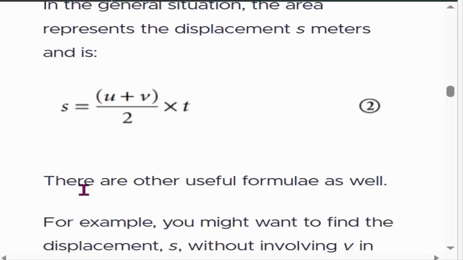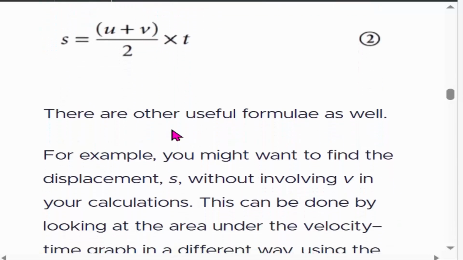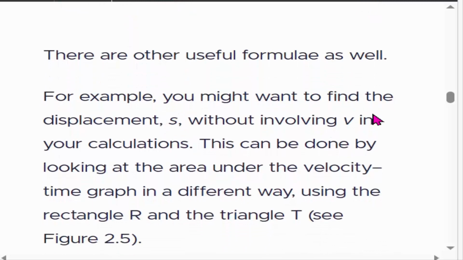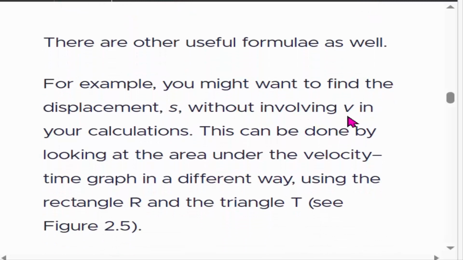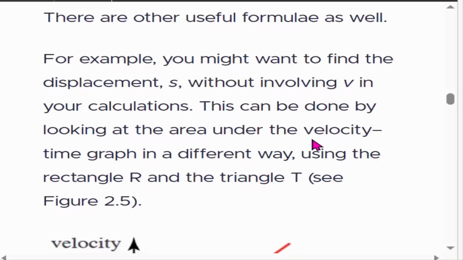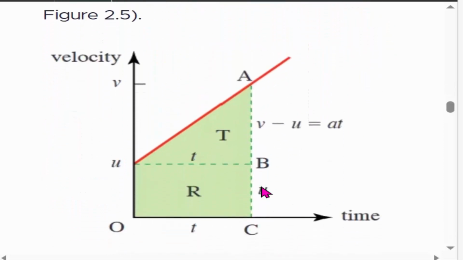There are other useful formulae as well. This is another equation that you can use if you want to find the distance. If you know the initial velocity, final velocity and the time taken, you can find the distance. Then we can generate a few more equations. For example, you might want to find the displacement s without involving v, since sometimes you may not know the final velocity in your calculations. This can be done by looking at the area under the velocity time graph in a different way, using the rectangle R and the triangle T as shown in figure 2.5.